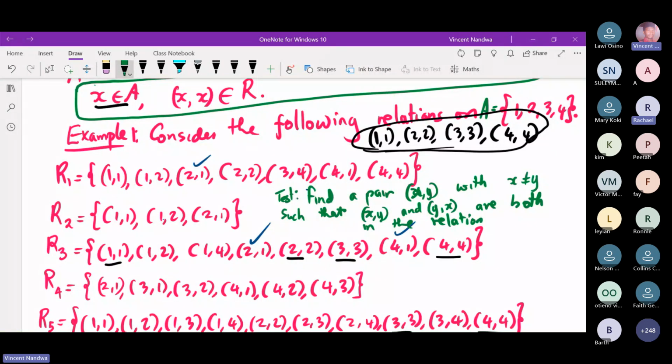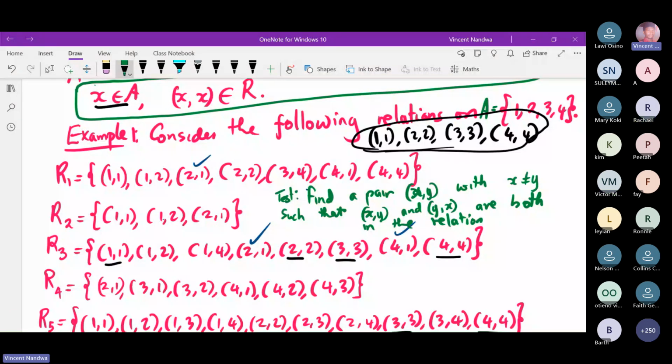If we find a pair x, y with x not equal to y, such that (x, y) and also (y, x) are in that relation, do we say that this relation is antisymmetric or not antisymmetric? According to the definition, no. This disqualifies the relation from being antisymmetric, okay?